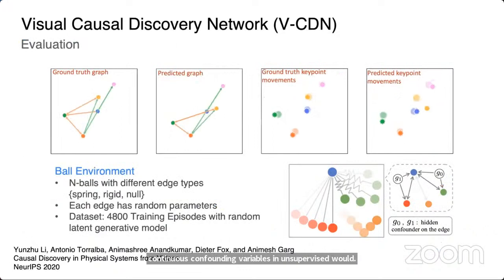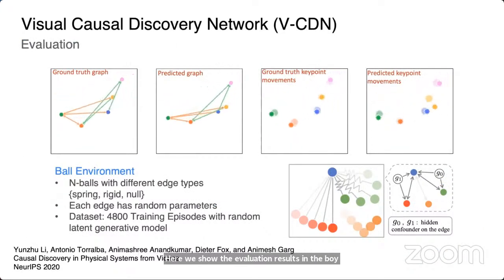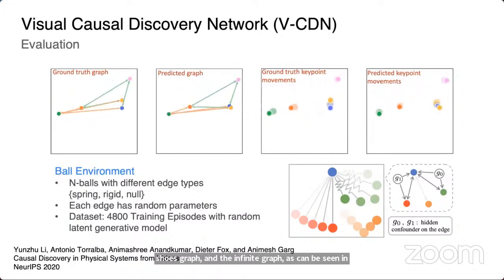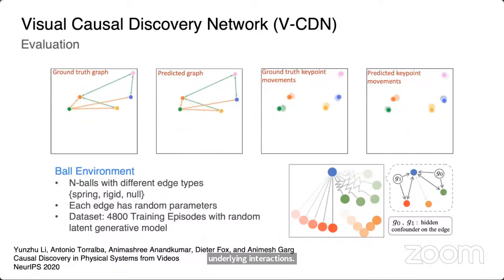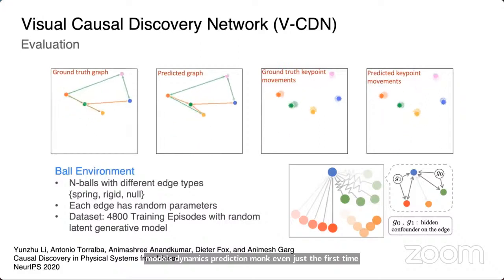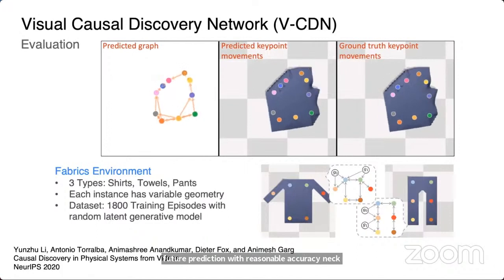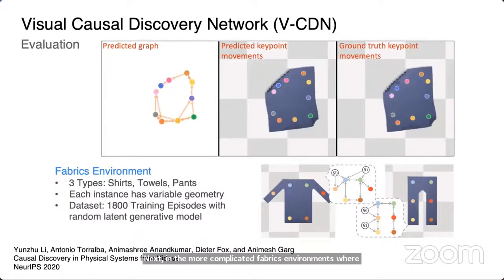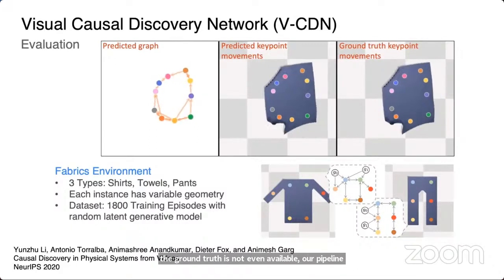In the ball environment, the first two videos compare the ground truth graph and the inferred graph. As can be seen in the videos, our model can successfully recover the underlying interactions. The fourth video shows our model's dynamics prediction when given just the first 10 frames as inputs. Our model can produce long horizon future prediction with a reasonable accuracy. Next, in the more complicated fabrics environments, where the ground truth is not even available, our pipeline can build a model of the towel by just watching its movements and deformations.